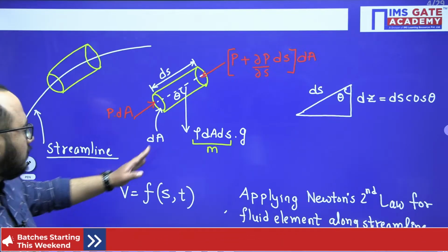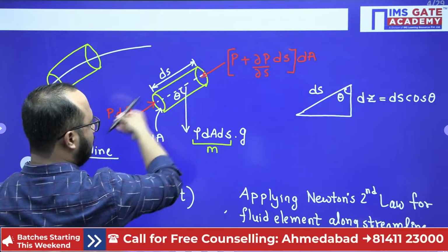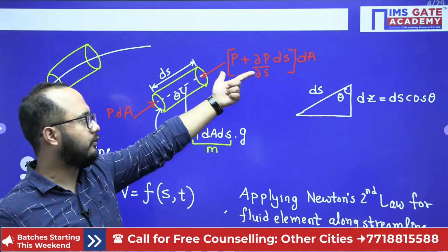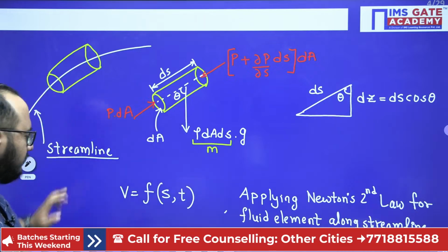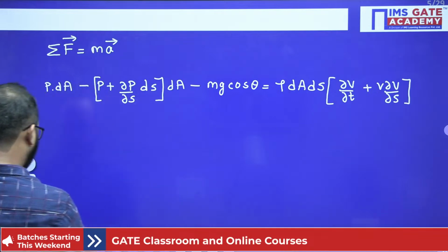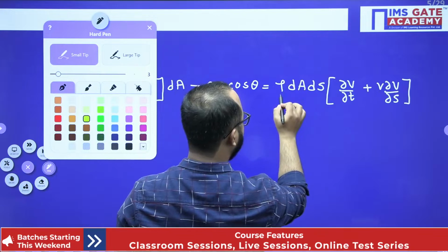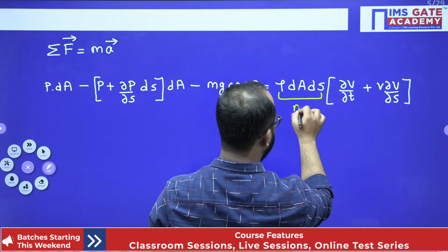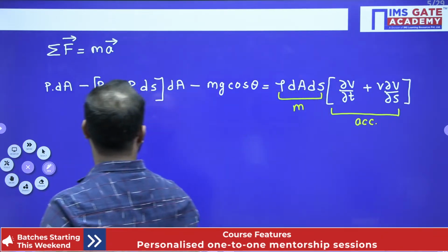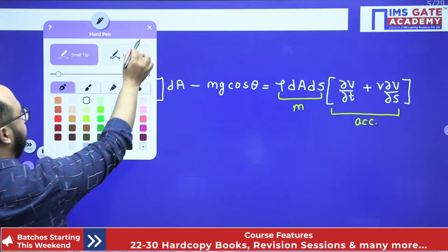In this downward direction, I've taken negative. So that's why this weight component will also be in the downward direction, so we have to take it negative. So the pressure force, then the component of the weight along the streamline. So all the forces we have taken, and it is equal to mass into acceleration. Just for your better clarity, I will write it here itself. This term will represent mass. This term will represent acceleration. Correct? Okay.